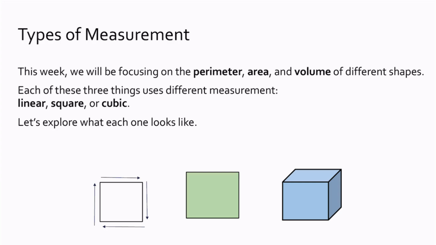So this week we will be looking at the perimeter, area, and volume of different shapes. The perimeter we express in linear measurements, like feet, inches, centimeters. The area we show in square measurements, like square feet, square inches, and square centimeters. And then the volume we show in cubic measurements, like cubic feet, cubic inches, and cubic centimeters. And we'll look a little bit more at what each of these looks like as we work through this material.